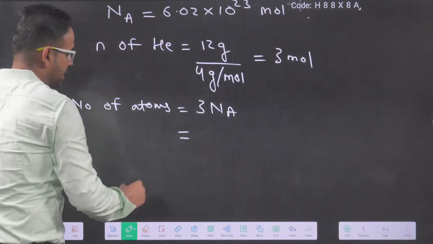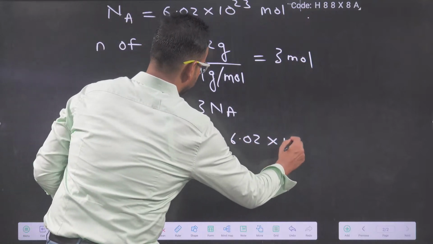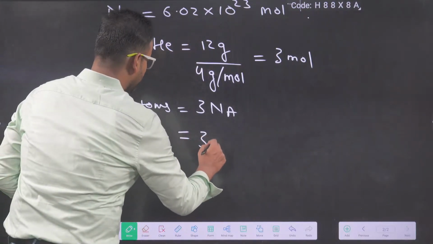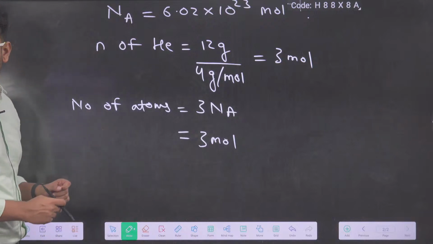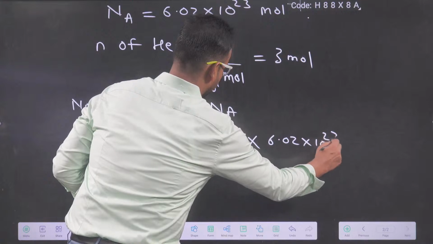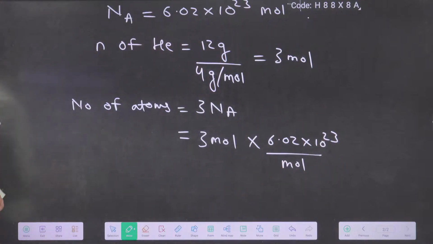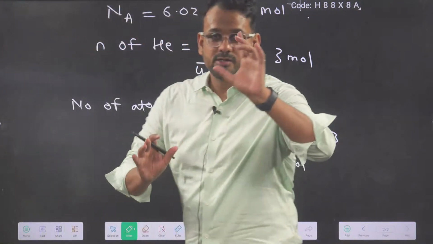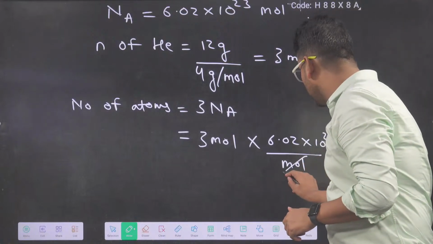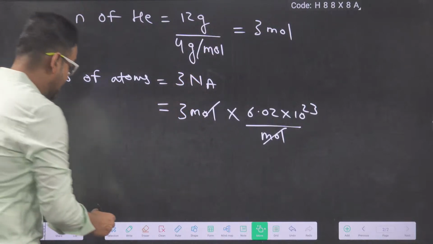So now what we'll be doing is 3 into 6.02 into 10 to the power 23. To be more precise, 3 moles, this is the number of moles, multiplied by 6.02 into 10 to the power 23 per mole. Na value is per mole, the unit is per mole, remember that. So now mole cancels, mole cancels. Every time you need not write the units, but just for understanding purposes.